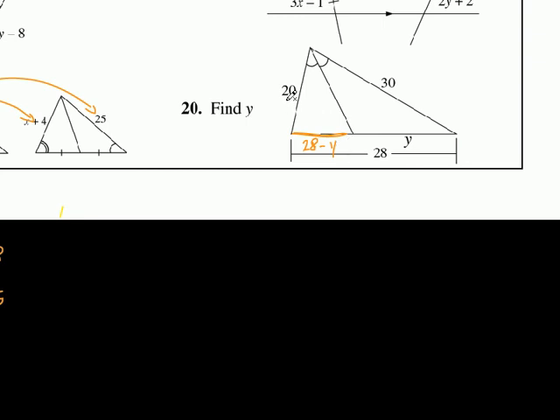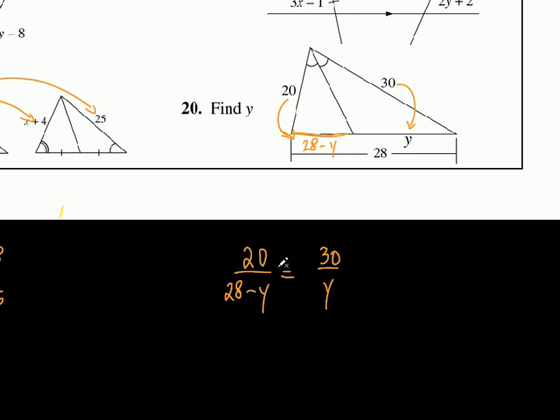And now we can do our comparisons. We can compare it a couple ways, but this is probably the easiest. Let's compare this side of the triangle to this segment, and then compare the other side of the triangle to the other segment. That's basically what this theorem allows you to do. So let's go 20 over this little segment, 28 minus y, equals the other side of the triangle compared to the other segment, and that's just plain old y. This segment from here to here is just y. So I'm going to go 30 over y.